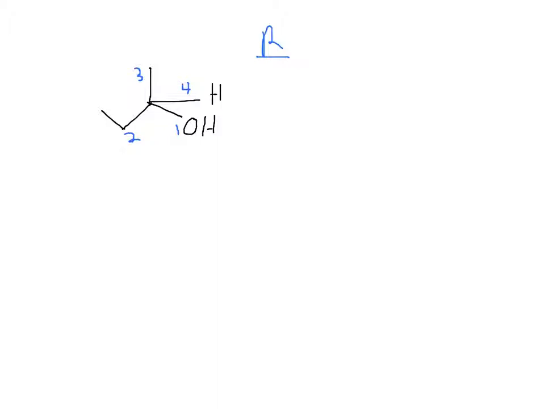So in this case, if I want to make it R, I can do this off the top of my head. OH is wedge and dash is H. That's R. If I want to make the S, I would just switch around the H and the OH. And that is how you do it.